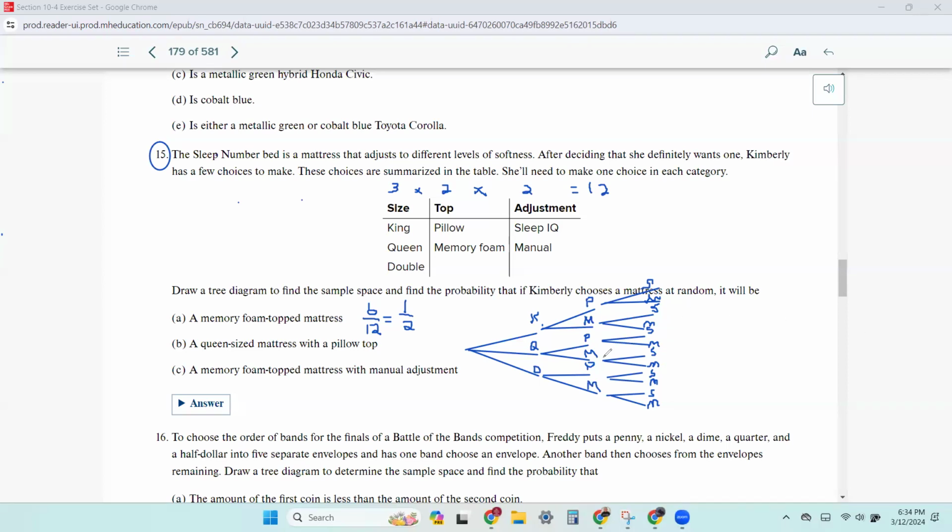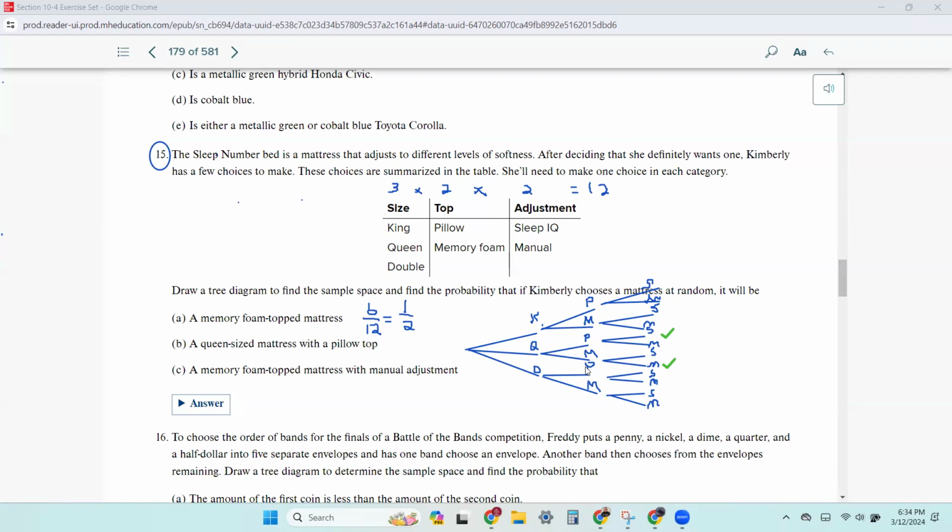So we want a queen mattress with a pillow top. So the queens are all of these in here. These four in here were the queens. There's the queen. So these two are queens, and then these four are queens. Now, we want one with a pillow top. So queen, pillow top, sleep IQ is right there. Queen, pillow top, manual is right there. So now there are exactly two that have the pillow top and the queen.